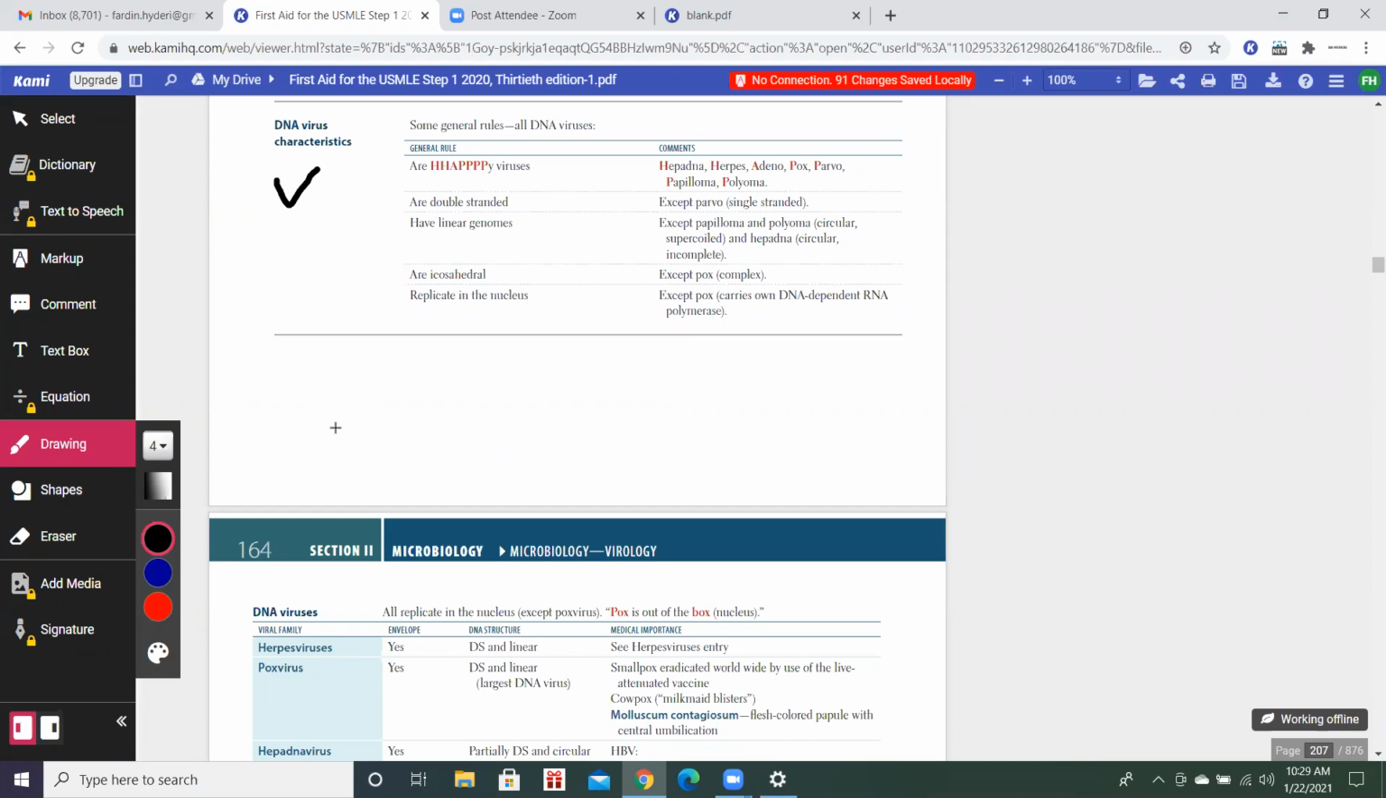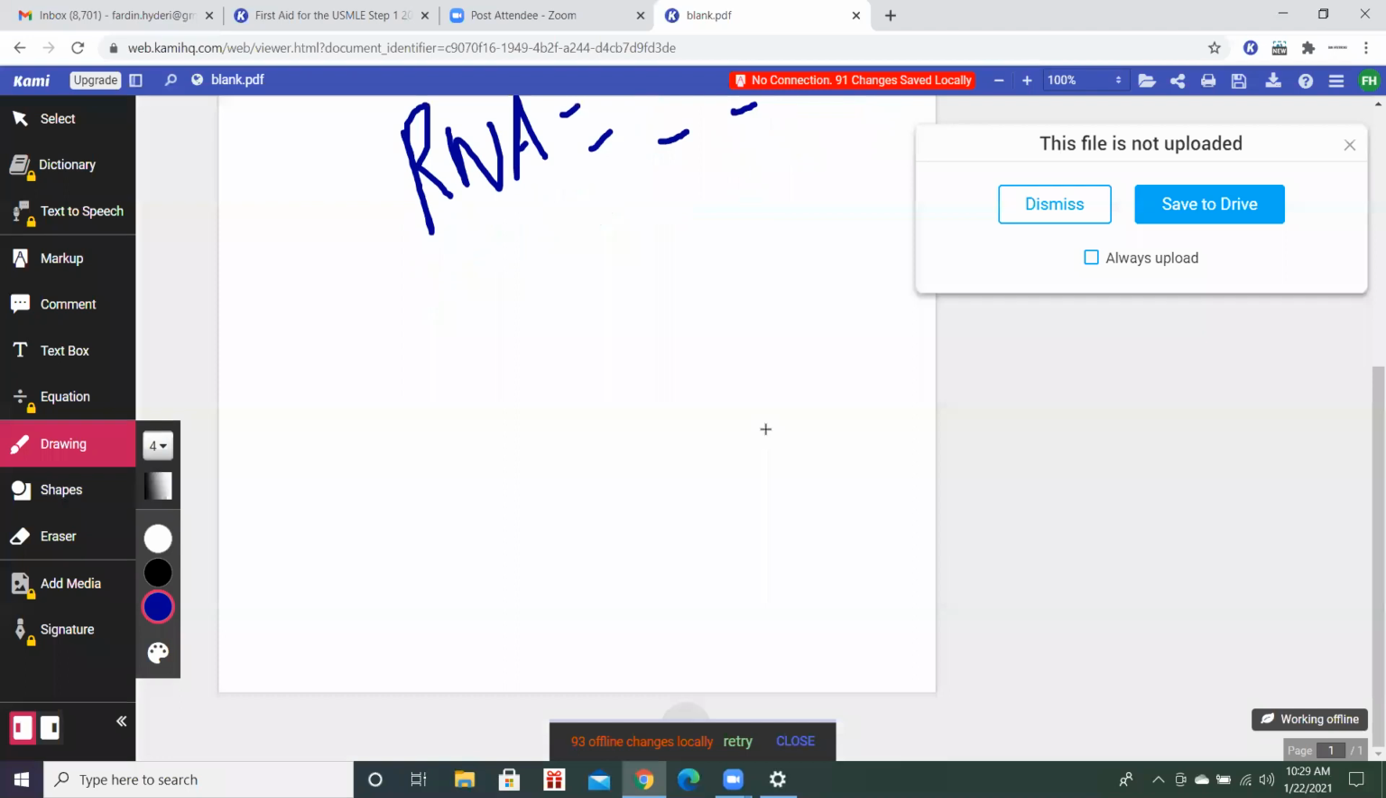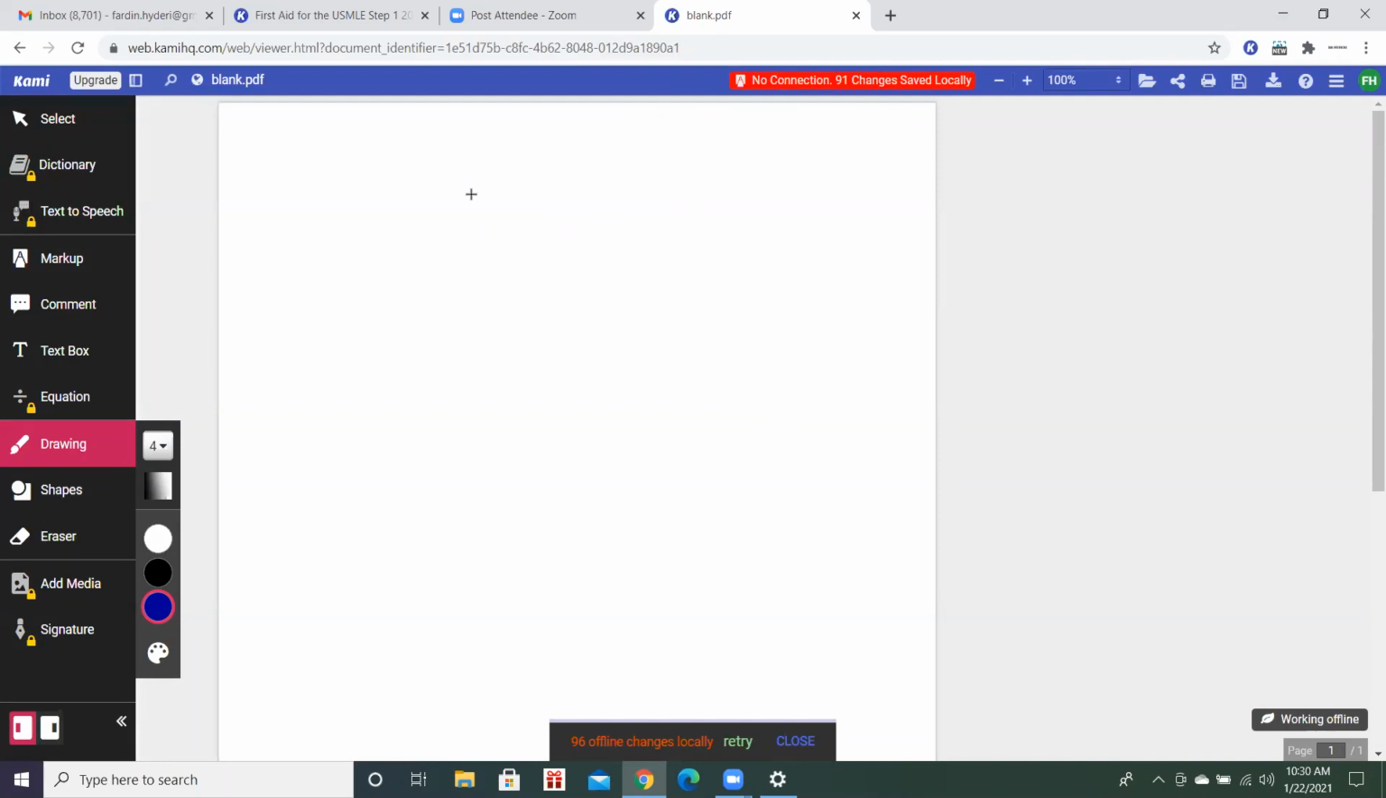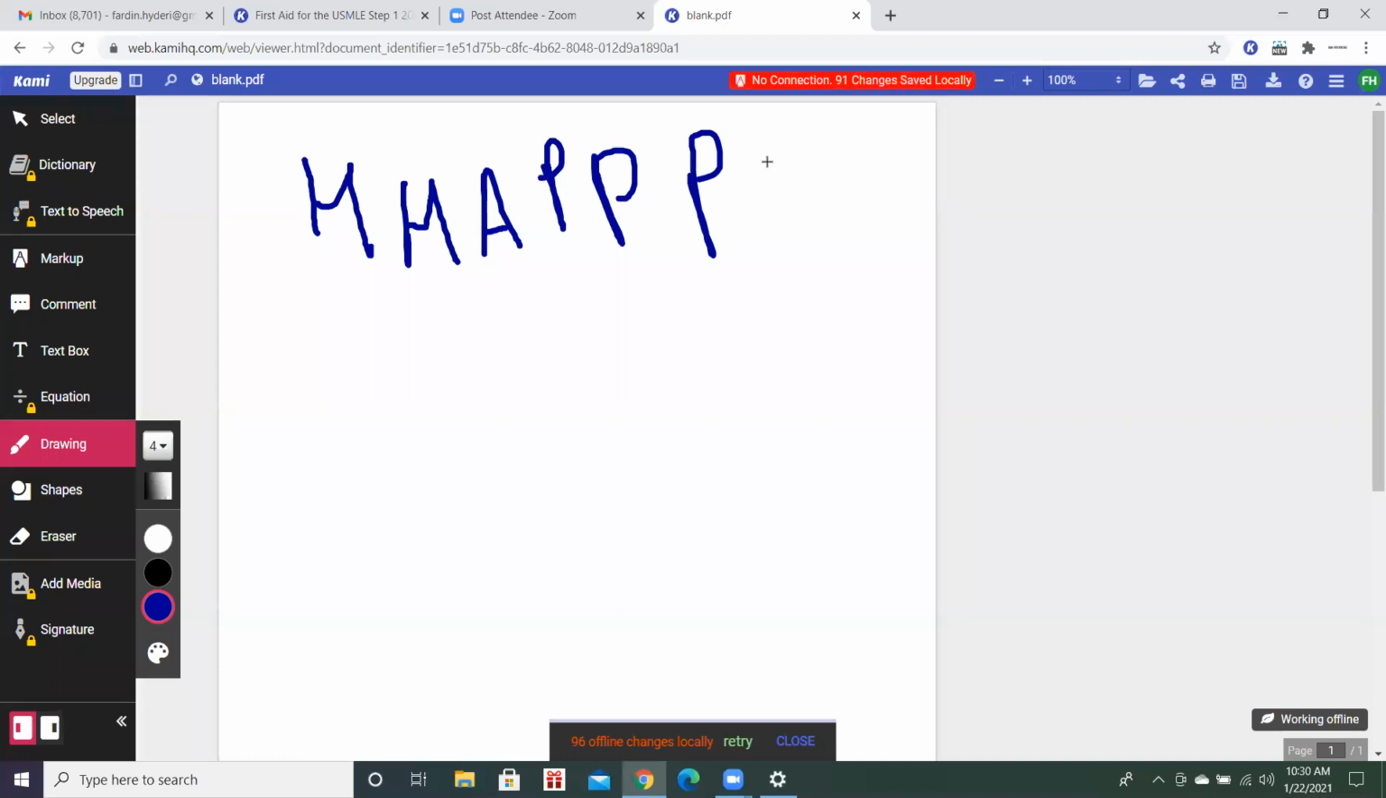Okay. Now let's talk about DNA viruses. Now we will begin our discussion with DNA viruses. DNA viruses are very easy to learn, and they're not that many in number. First of all, the DNA viruses we have just discussed are double-stranded, except parvovirus, which is single-stranded. The names of the DNA viruses are, these viruses are always very happy. Okay, these are HHAPPPP viruses, so we have four P's.